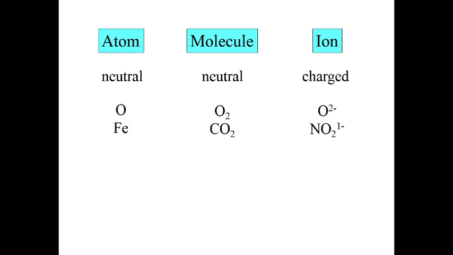Ions can be either monoatomic, from one atom, like the oxide ion, O2-, or polyatomic, like the nitrite ion that has two oxygen atoms bonded to a nitrogen atom with an overall 1- charge. Notice that the presence of a charge automatically makes them ions.